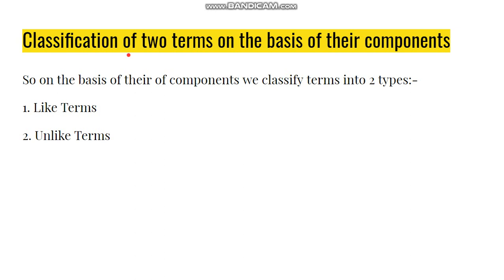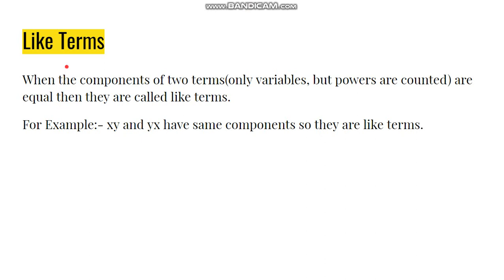Now we go to classification of two terms on the basis of their components. On the basis of their components, we classify terms into two types. Number 1, like terms. Number 2, unlike terms. Let's go to like terms. When the components of two terms, where only variables and their powers are counted but no constants, are equal, then they are called like terms.